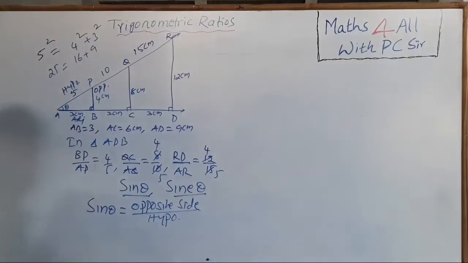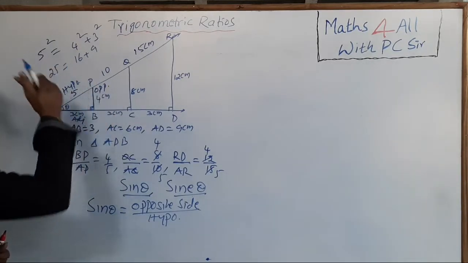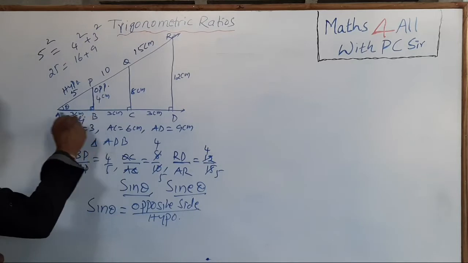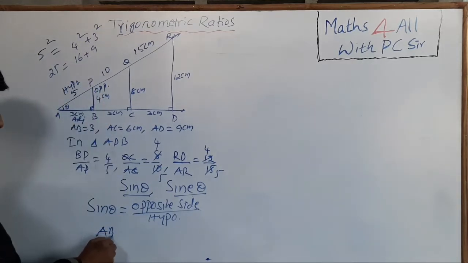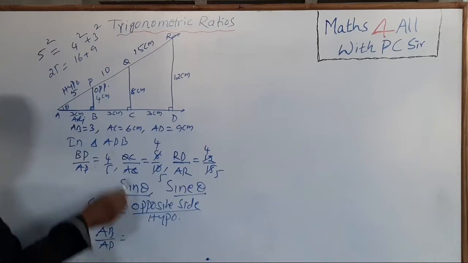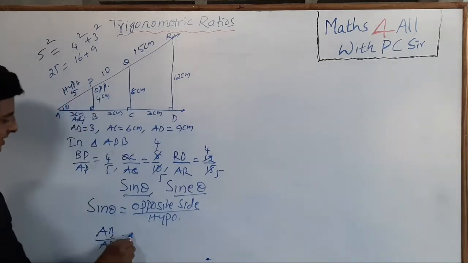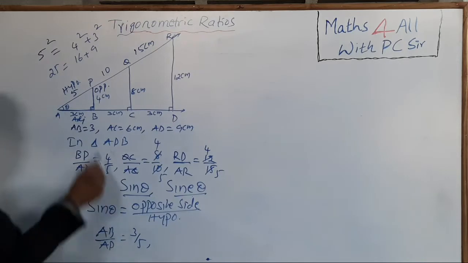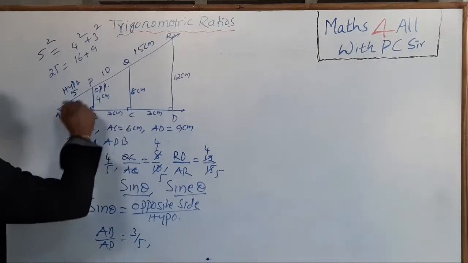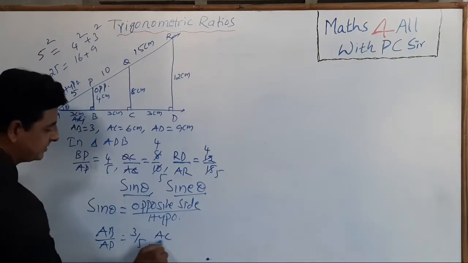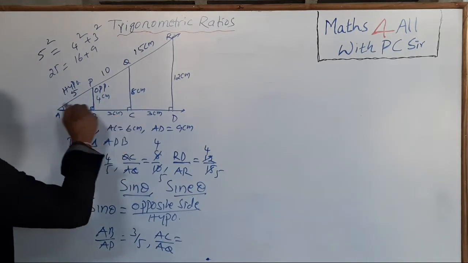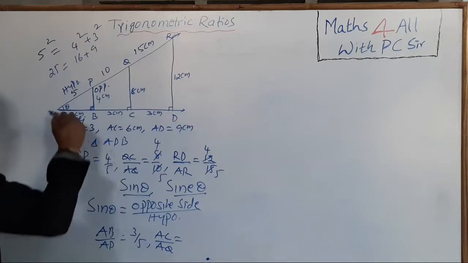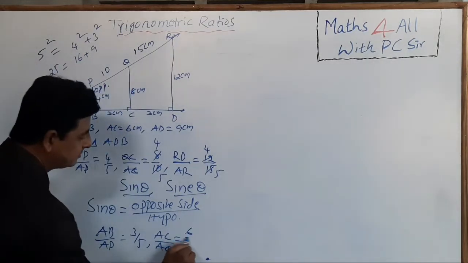Okay? Just one more ratio we can take. Here I am taking opposite side by hypotenuse. And one more is there now. Just check over. AB by AP. That is equal to what? AB is 3 and AP is 5, so 3 by 5. And as well as AC by AQ. AC is equal to 6 and AQ is equal to 10. 6 by 10.